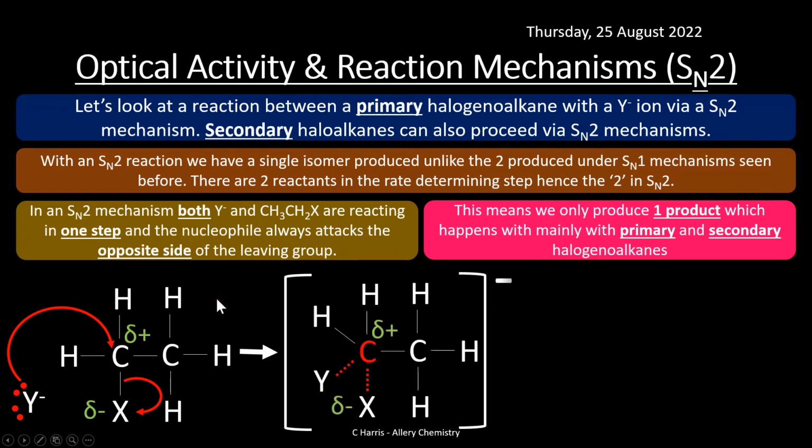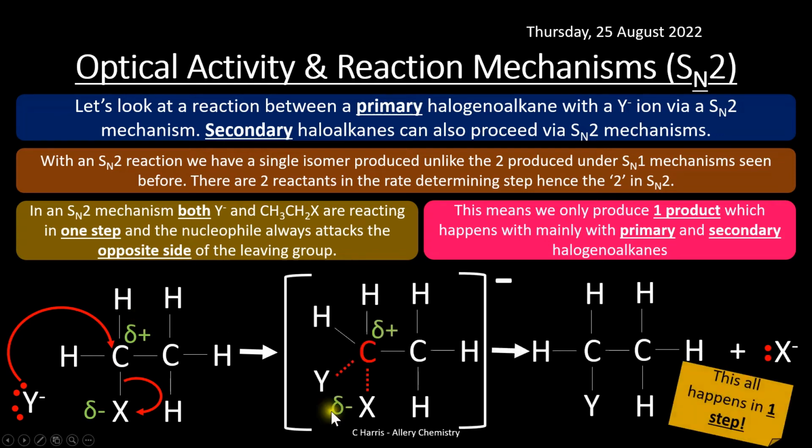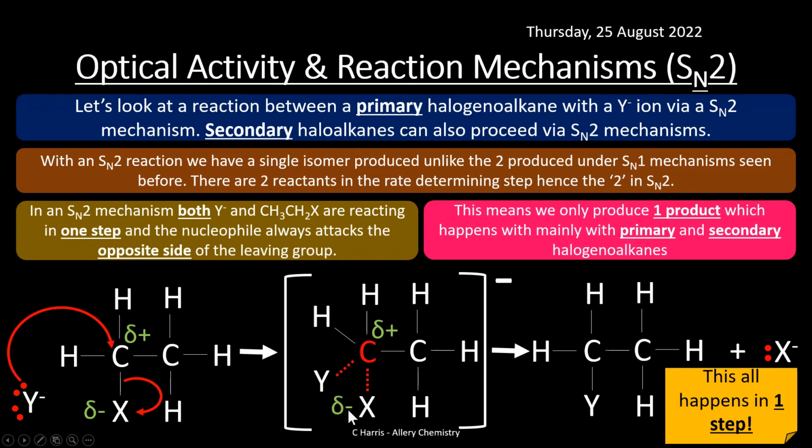If we were to watch this in slow motion, a bit like a football replay, and take a snapshot midway through this reaction, you end up with this. Effectively, you've got a Y trying to form a bond here, but the X bond is starting to break. You have this intermediate stage here, and for a split moment, this has a negative charge, because effectively you're adding on the negative charge here.